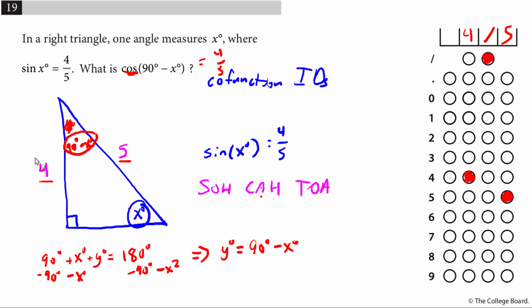And addressing this again, 4 and 5 are just one possibility. If I wanted to sort of account for every possibility, I could put in some variable here, let's say 4z and 5z. And so this would account for every possibility. That would give me a sine of 4 over 5.